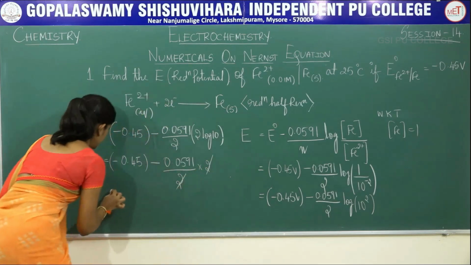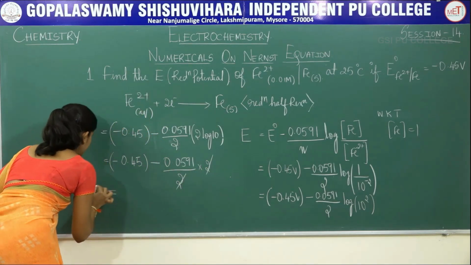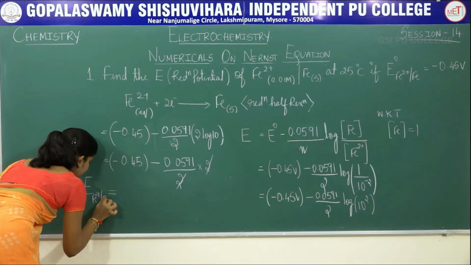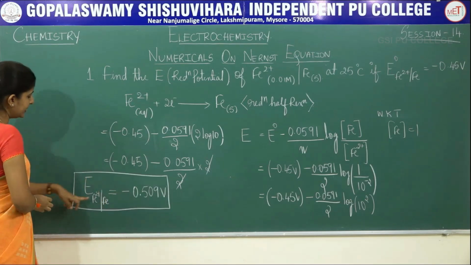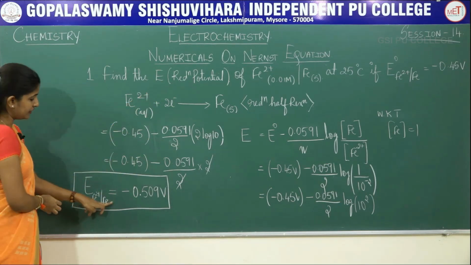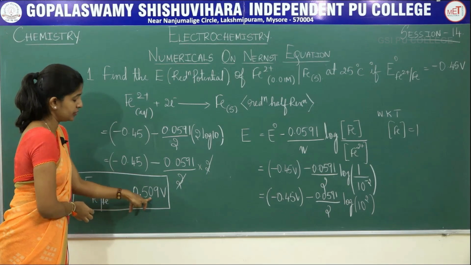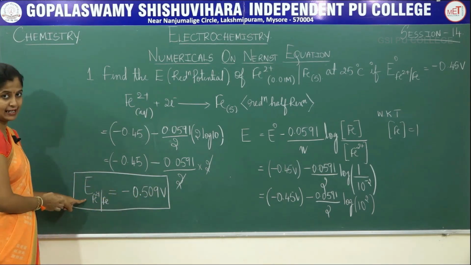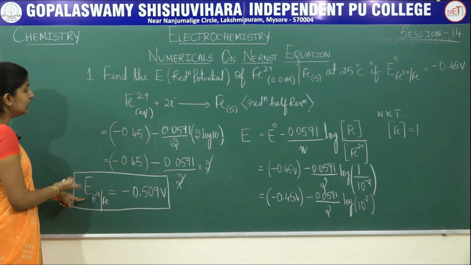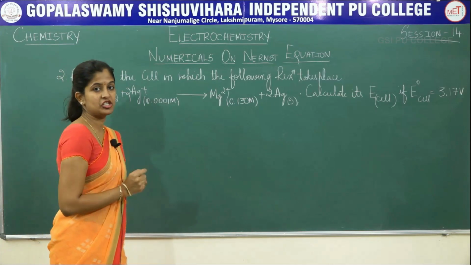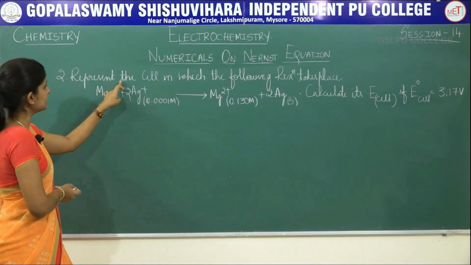2 gets cancelled, and the final answer would be, that is the E of Fe2 plus to Fe, the reduction potential of Fe2 plus to Fe, is minus 0.509 volts. So this is how you calculate the half electrode potential, that is the reduction potential of this reduction half cell. So the next question is, represent the cell.